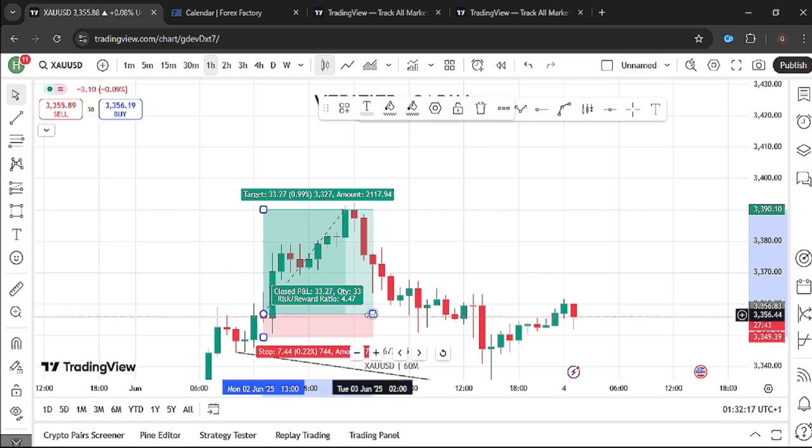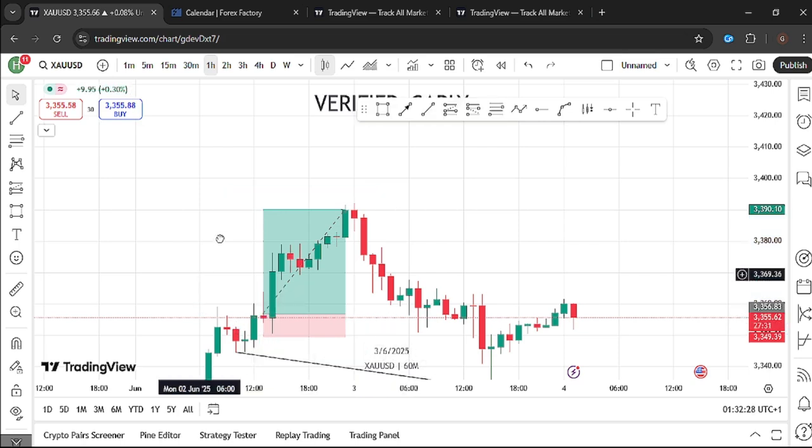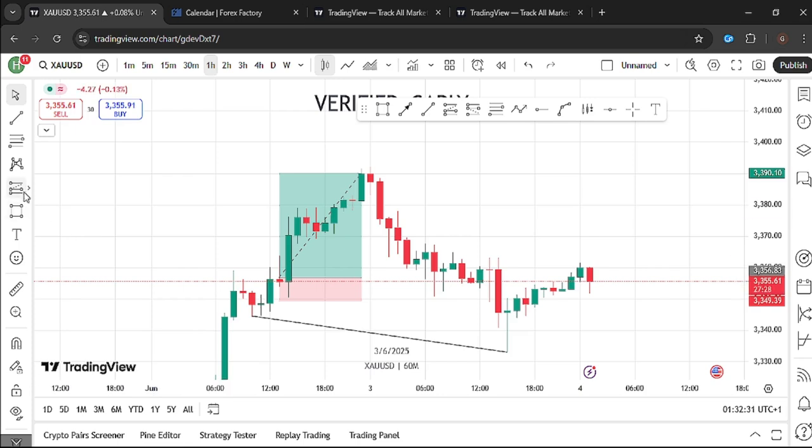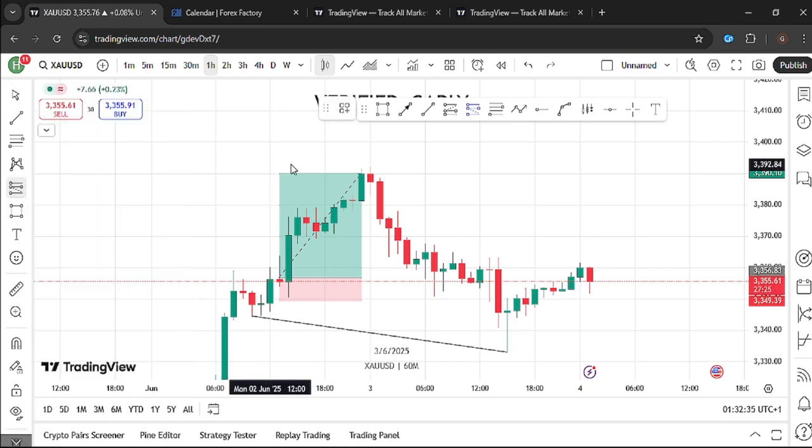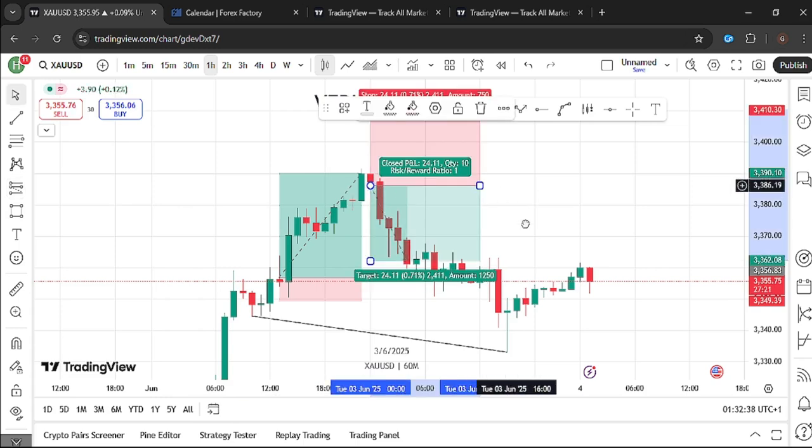Long means buy. If you buy, someone can say I went long in this market. It means he bought the market. Short means sell. So if I say let's go short in this market, I mean let's sell the market.